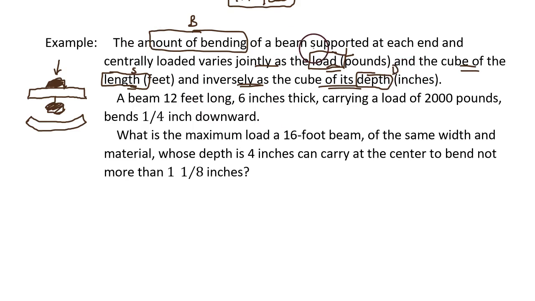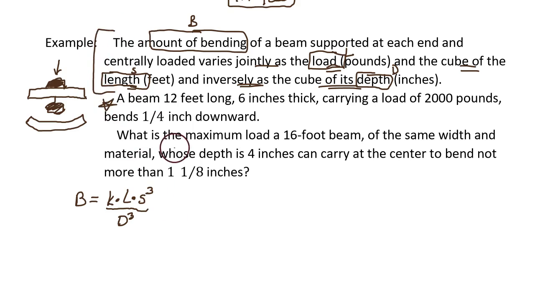Let's read this again and create the model from that. It says that the amount of bending varies with the load and the cube of the length. So bending is equal to some constant times the load times the length cubed, and inversely as the cube of the depth. So we divide this by depth cubed. This model comes from this first paragraph.